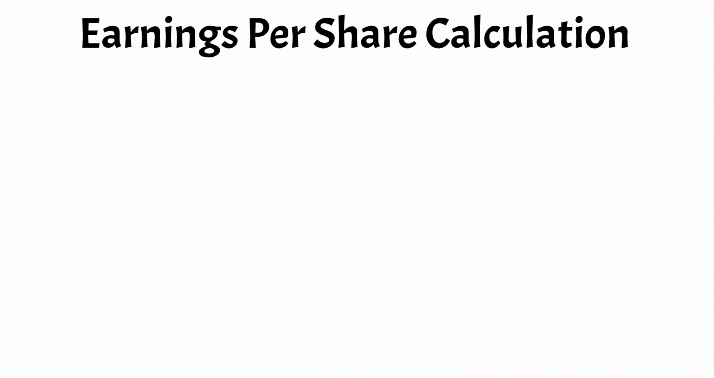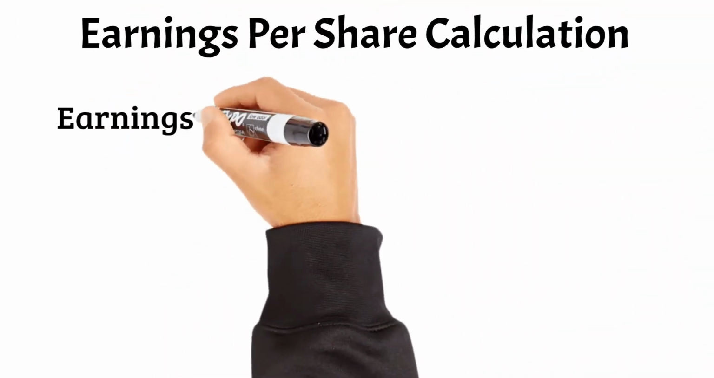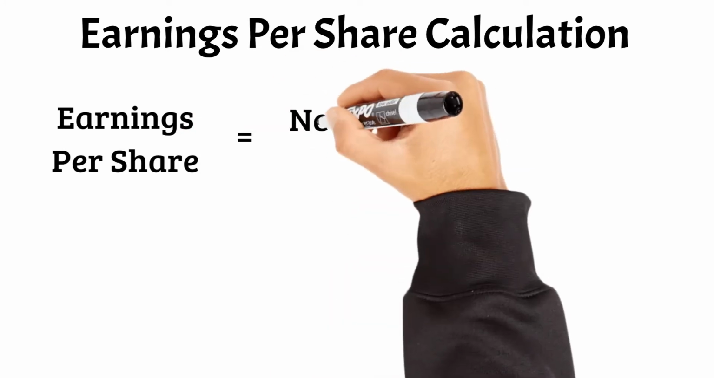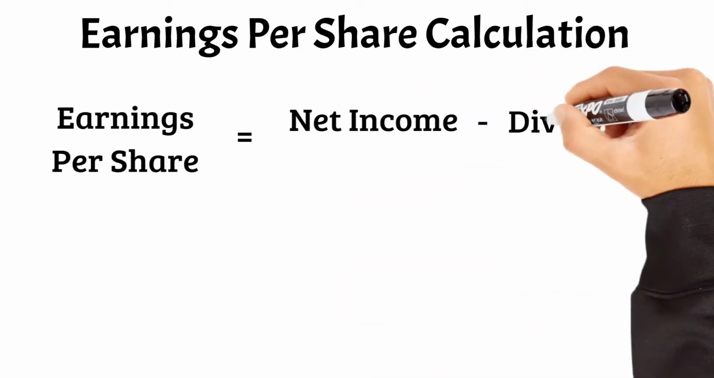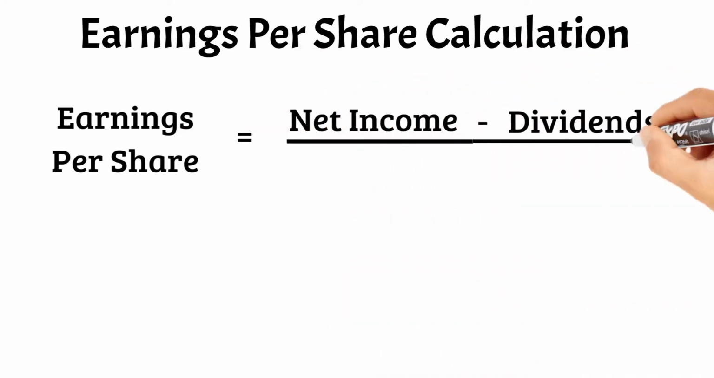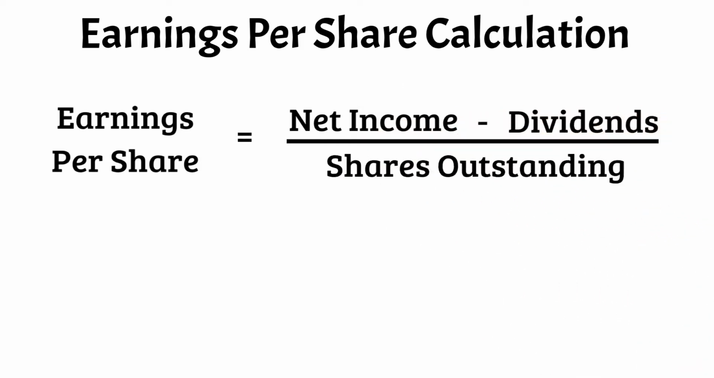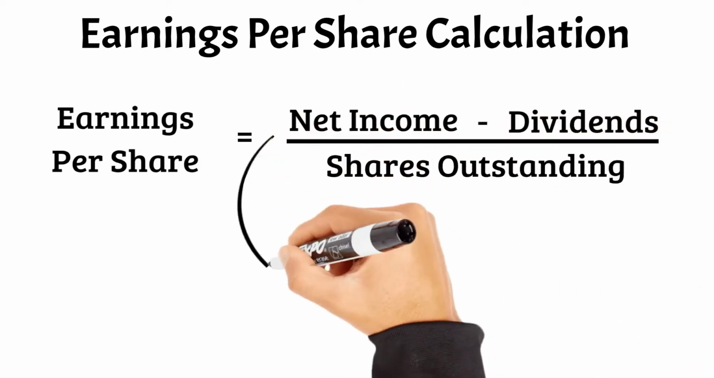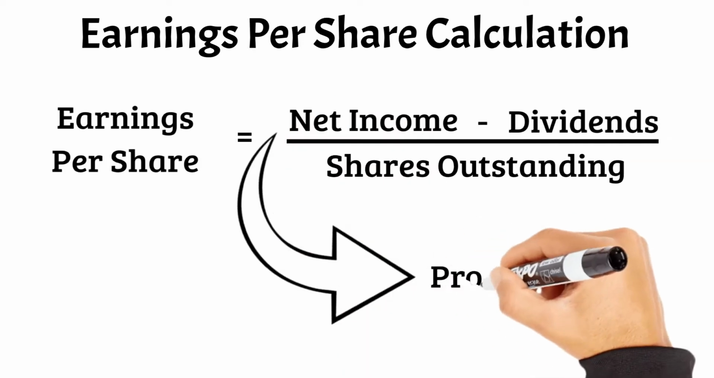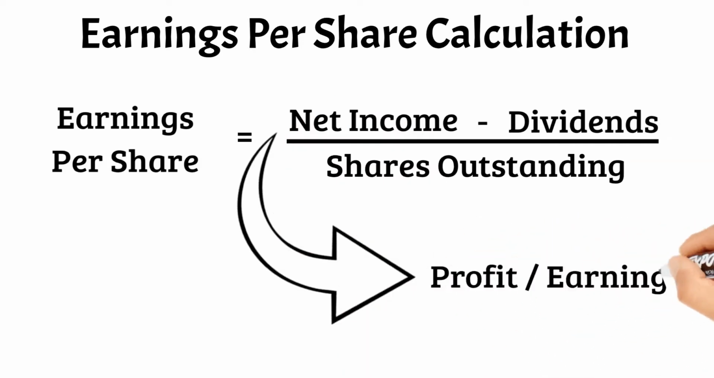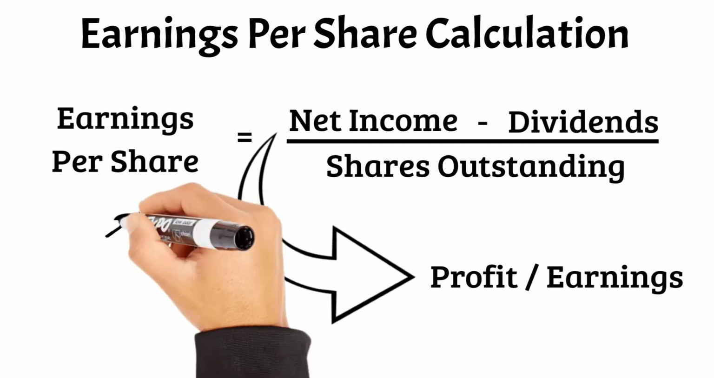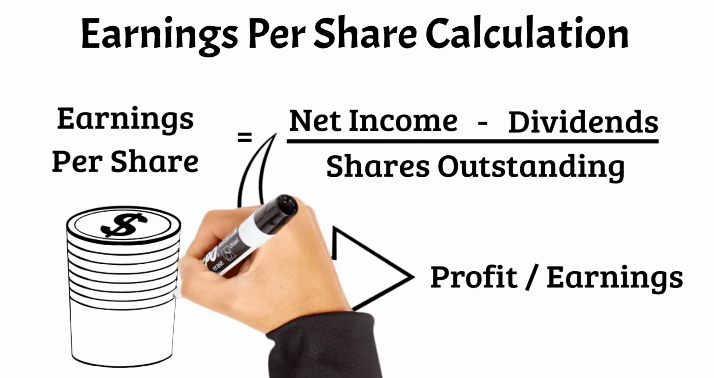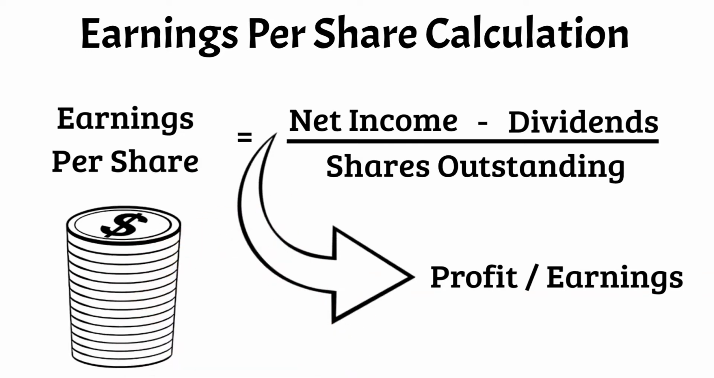Okay, let's see how we can calculate the earnings per share of a company. The metric is calculated as net income, subtract any dividends, then divided by the current shares outstanding. It is also useful to note that some companies may refer to net income as profit or earnings instead. Usually these terms all refer to the same thing and they are interchangeable. We just want a measure of how much money the company has made after expenses.